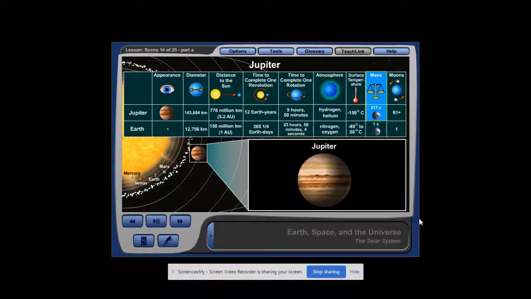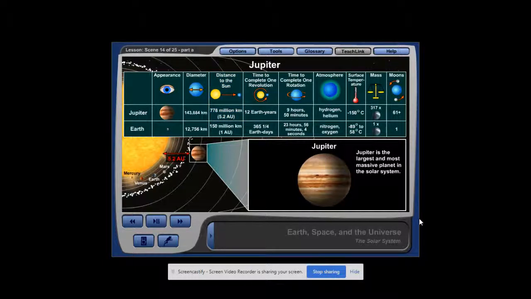Jupiter is 317 times more massive than Earth, and it has a diameter of 143,884 kilometers, which is 11 times larger than Earth's diameter. This makes Jupiter the largest and most massive planet in the solar system. Jupiter is the 5th planet from the Sun and is 778 million kilometers, or 5.2 AU, away from the Sun.